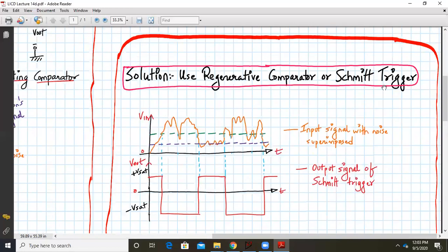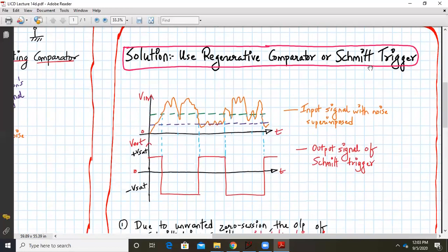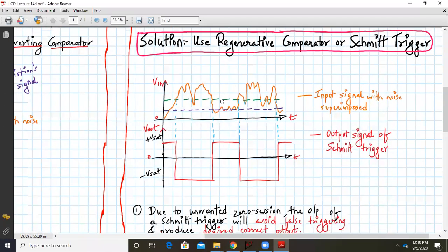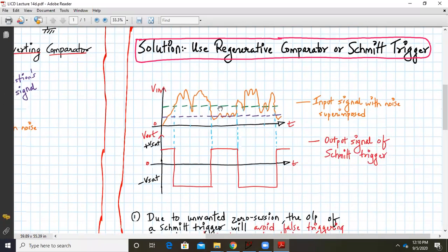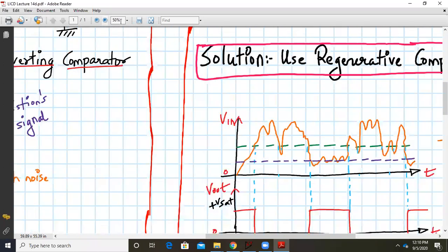So how do we eliminate this problem? We use a regenerative comparator or a Schmitt trigger circuit. In a Schmitt trigger, what really happens is that it's basically a comparator with positive feedback, and the same signal is shown over here. Let me just expand it.